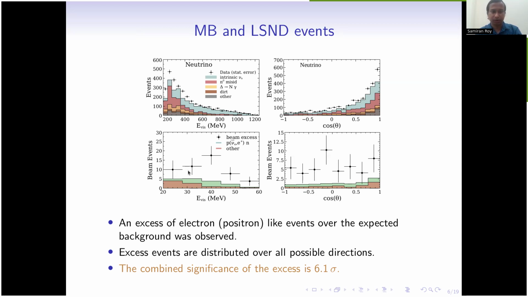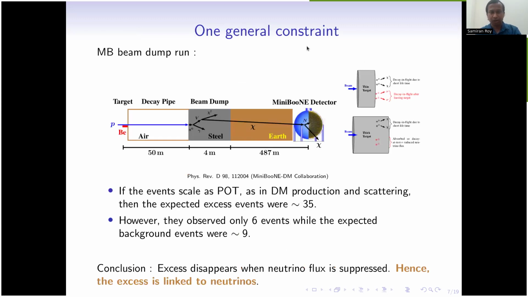For LSND, these are the backgrounds, and these are the observed data. So we can see that there's an excess of events, and in the angular distribution, we can see that there is an almost flat distribution of the events. The combined significance of these two experiments is 6.1 sigma. Here we consider one general constraint.